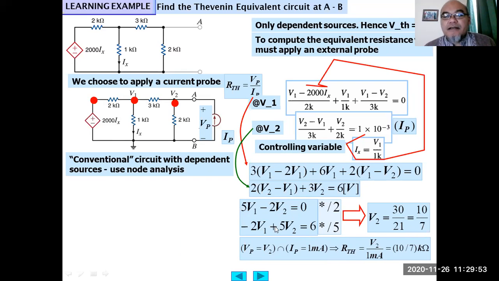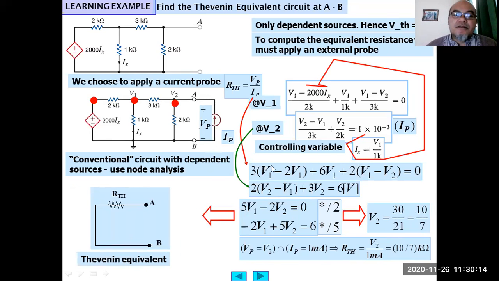Then Vp equals V2, and Ip is 1 milliampere. So RTH is this voltage divided by 1 milliampere, and we obtain 10/7 kilo ohm. So the resulting equivalent circuit is this one, with RTH equal to 10/7 kilo ohm.